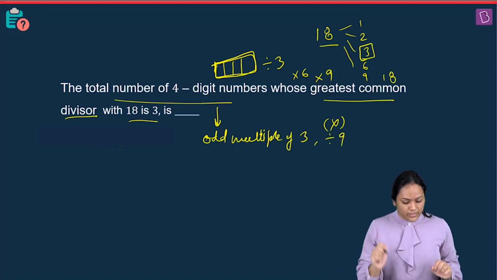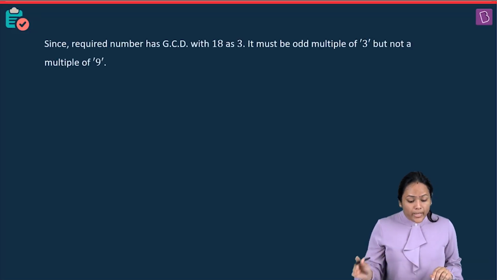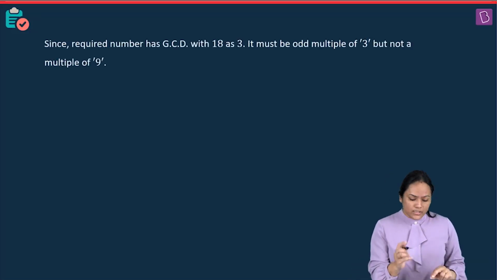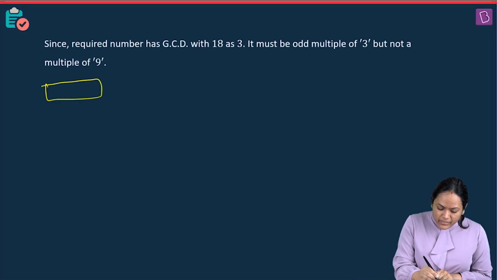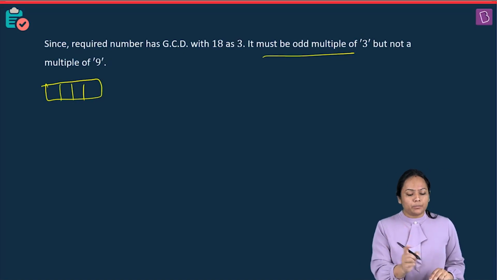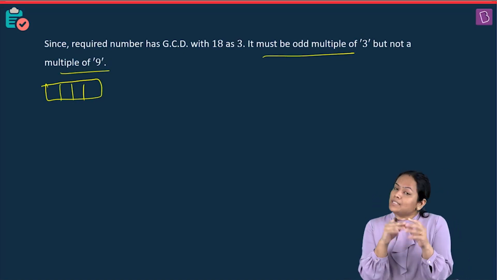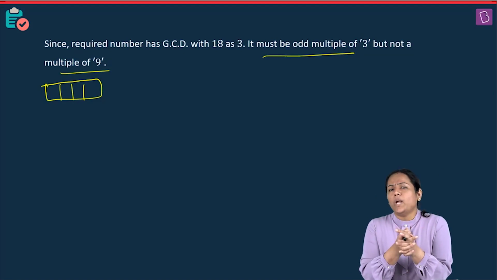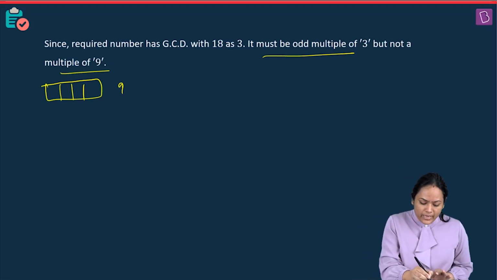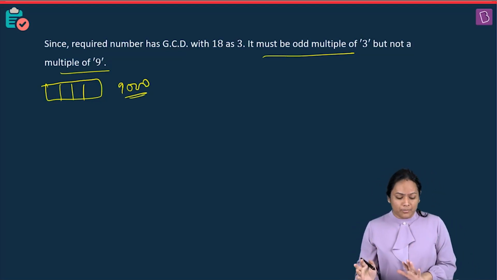Clear? Okay, perfect. How are we going to solve this out? Well, what I have to make sure is that the 4-digit number has to be an odd multiple of 3 but not a multiple of 9. How many 4-digit numbers actually are possible? Well, there are 9,000 numbers, right? There are a total of 9,000 numbers which are 4-digit numbers.